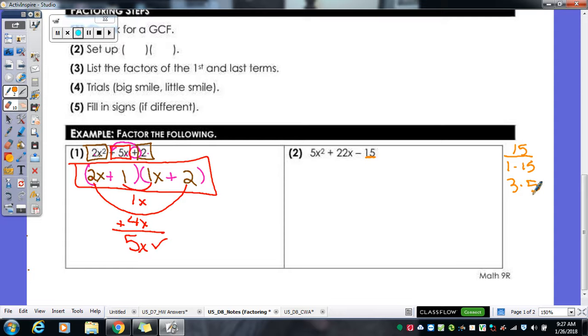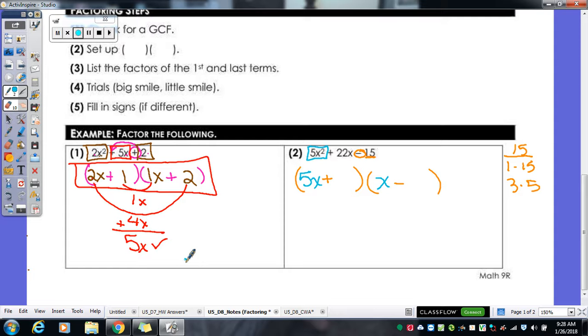Do we have a GCF there? No. So I'm going to set up my 2 sets of parentheses for my trinomial. We've got a minus at the end, so will our signs be the same or different? Different. And for now, it doesn't matter where my plus and my minus go. I'm going to just stick a plus and a minus in there. So our first term is 5x squared. What do we multiply to give us 5x squared? Okay. 5x and 1x. That would multiply to give us 5x squared. And there's no other way to multiply to give us 5x squared.